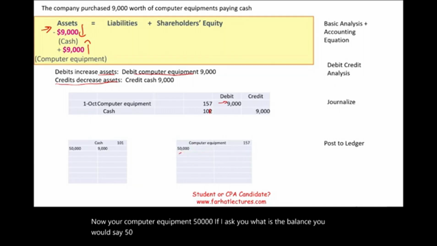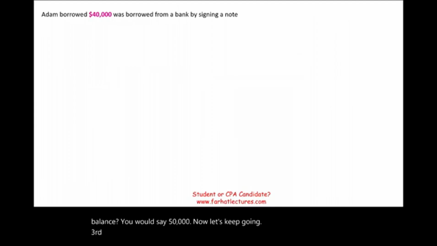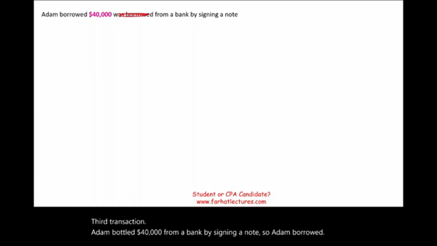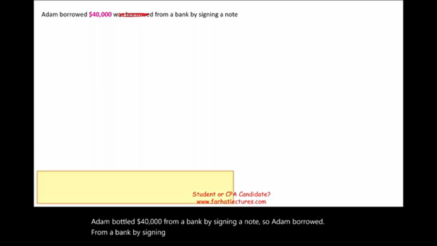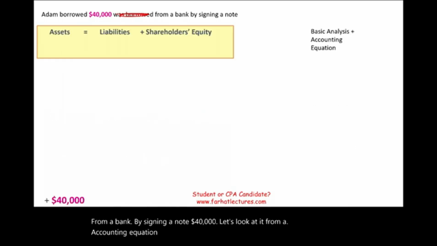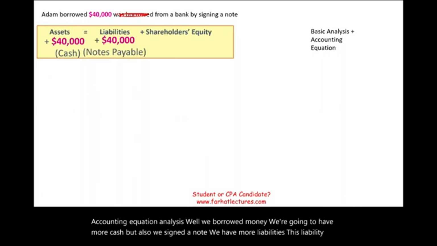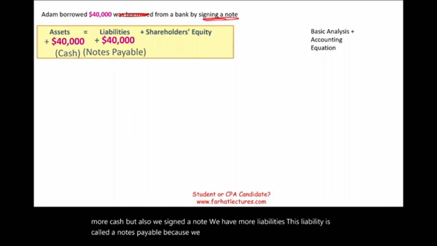Now let's keep going. Third transaction. Adam borrowed $40,000 from a bank by signing a note. Let's look at it from an accounting equation analysis. Well, we borrowed money, so we're going to have more cash. But also we signed a note, so we have more liabilities. This liability is called notes payable because we signed a note of 40,000.